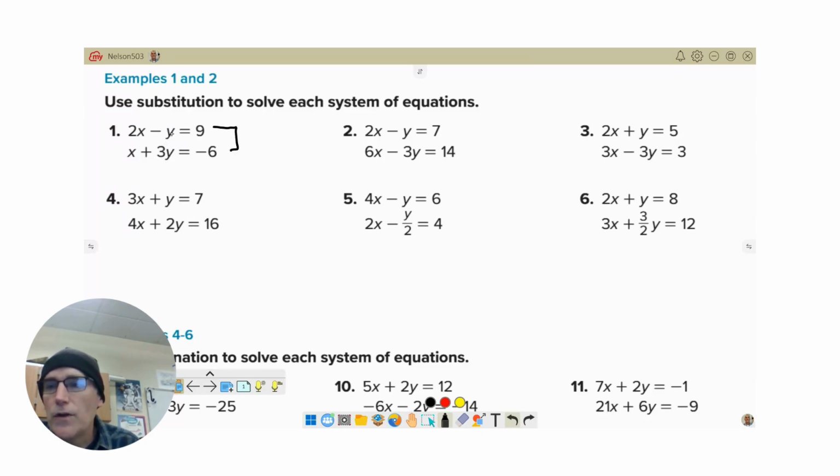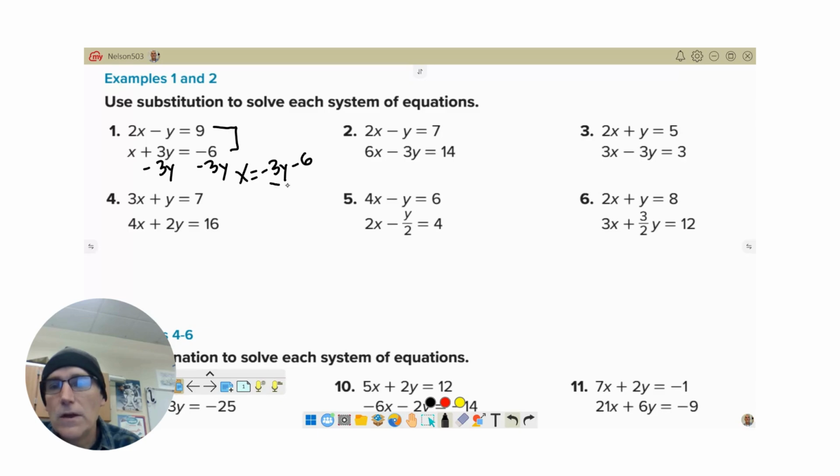Well, you could solve the top one for y. That'd be pretty easy to do. Or you could solve the second one for x. That might be easier to do. It'd be like one step if we just subtract 3y from both sides, right? So now we would have x equals negative 3y minus 6.